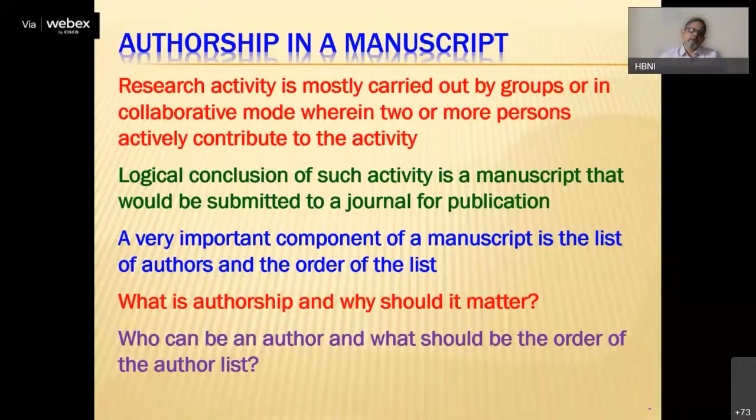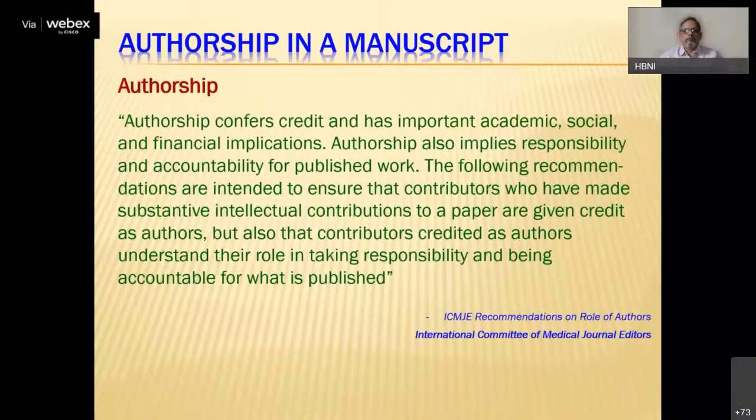So what is authorship and why should this matter? Who can be an author? And what should be the order of the author list? Let us discuss these points now. If you look at the ICMJE recommendations, ICMJE stands for the International Committee of Medical Journal Editors. They have defined authorship as follows: authorship confers credit and has important academic, social, and financial implications. Authorship also implies responsibility and accountability for published work.